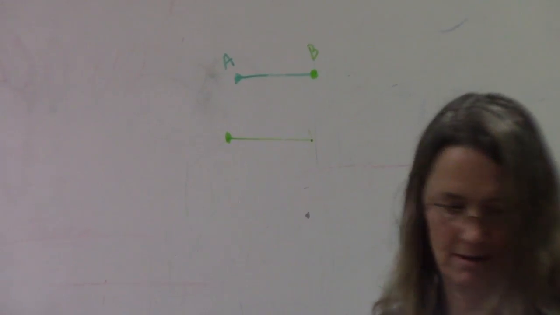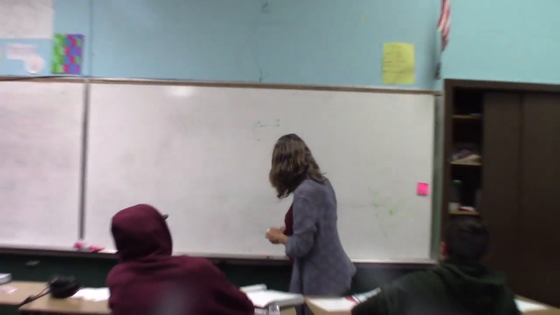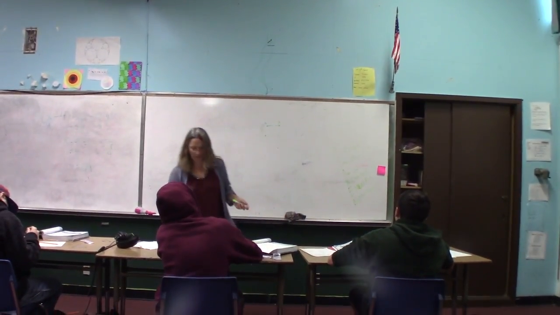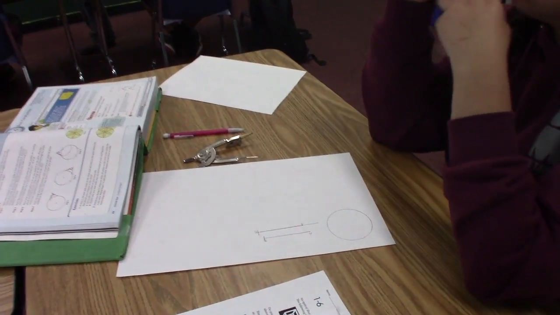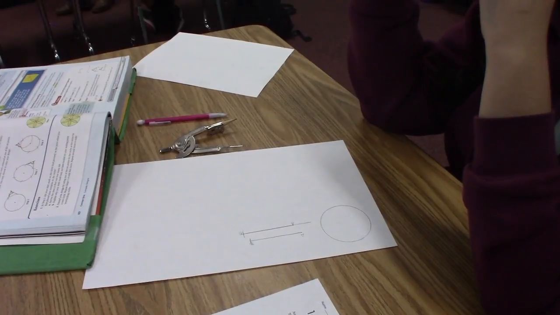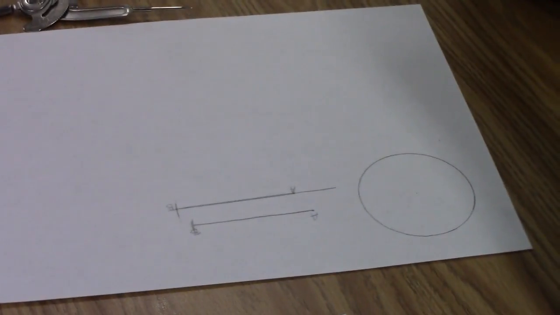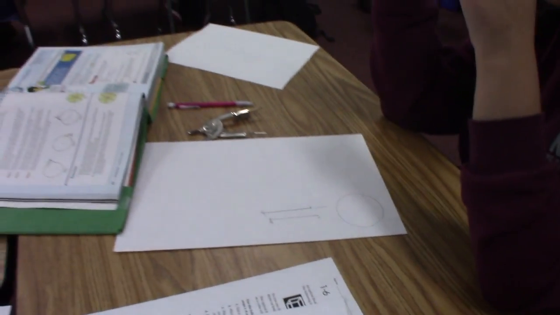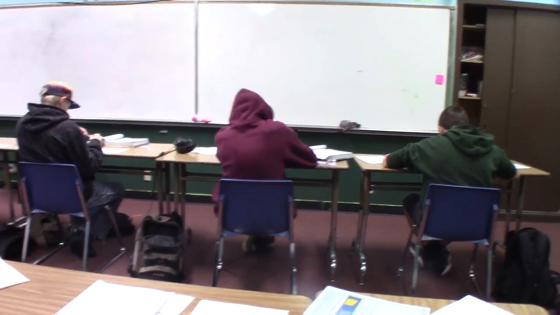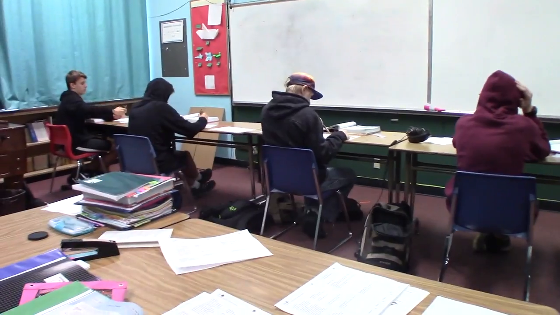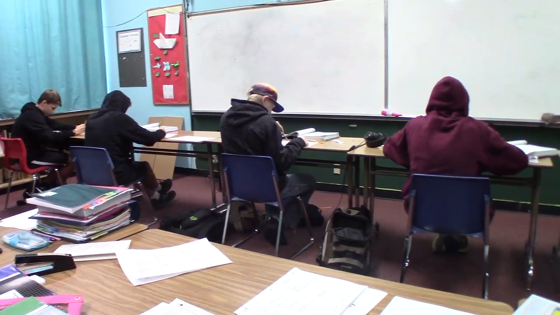Show me one. What would that be called? Angle bisector. So this is making a congruent segment. And everybody make sure you do that.